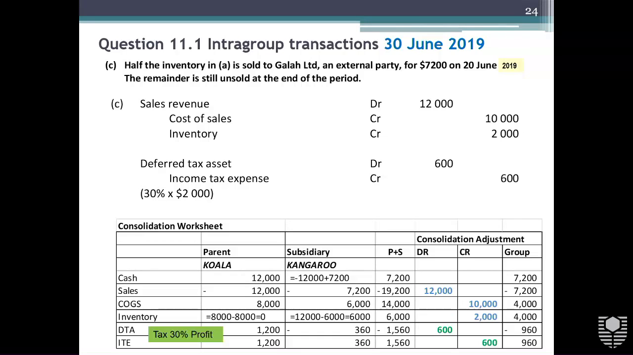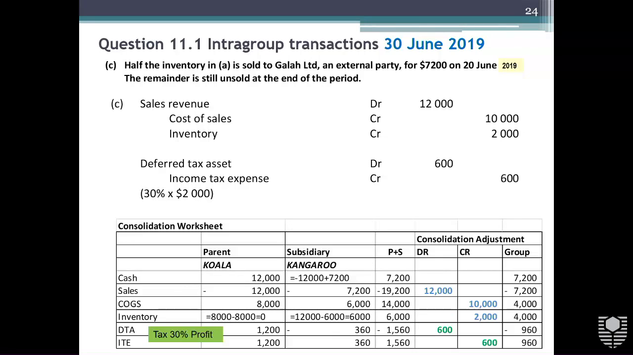But we need our sales. So we've got 12,000 in the books of the parent. Add 7,200 in the subsidiary. It gives us a sales figure of 19,200. We need it to be 7,200 because that's our sale with our external party. We have to adjust and reduce our sale by 12,000 because this sale shouldn't have happened. Well, I shouldn't say that. It's not that it shouldn't have happened. It's not a real transaction.